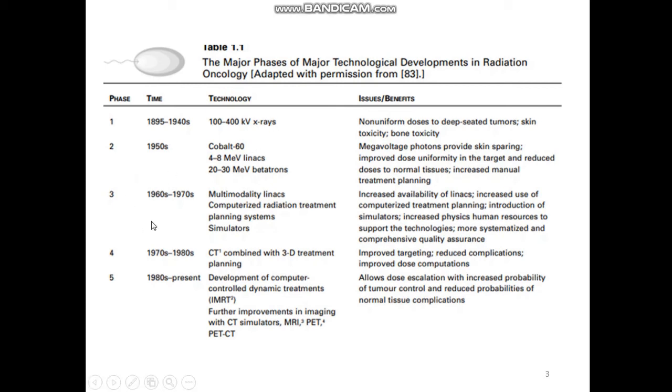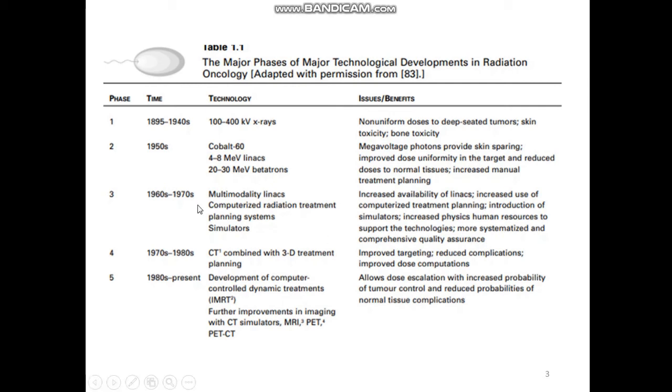Next phase begins from 1960s to 1970s. Multimodality, the technology of this phase: technologies are multimodality, linear accelerators, computerized radiation treatment planning systems, and simulators. Important issues are increased availability of linear accelerators, increased use of computerized treatment planning, introduction of simulators, increased physics human resource to support the technologies, and other.